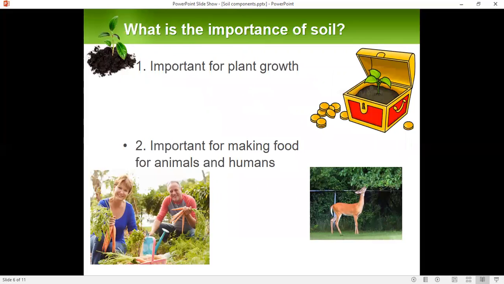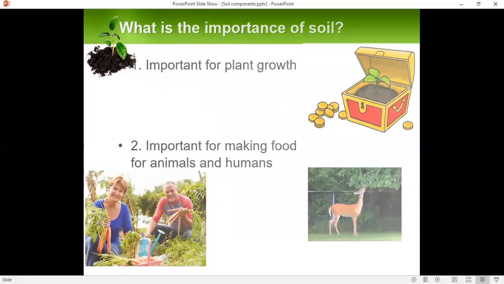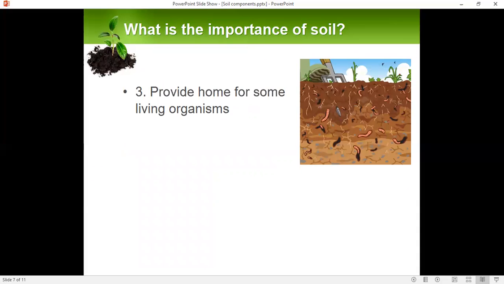What is the importance of soil? The importance of soil is that it's important for plant growth. It's very important for plant growth. If there is no soil, there is no plant. And also important for making food for animals and humans. You know that humans and animals depend on plants to get food. And also it provides shelter for some living organisms, which are the spiders, earthworms, insects, ants, all of these.